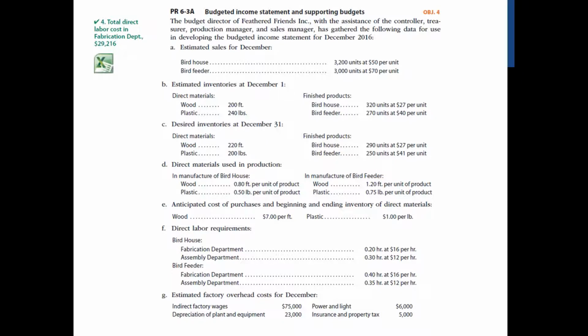So, based on PR6-3A budgeted income statement and supporting budgets, the budget director of Feathered Friends Inc., with the assistance of the controller, treasurer, production manager, and sales manager, has gathered the following data for use in developing the budgeted income statement for December 2016. So, these are the data.